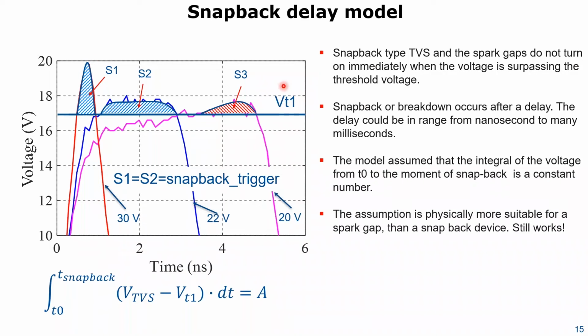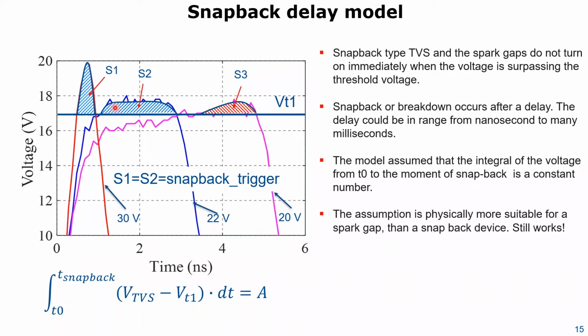And here's VT1. VT1 is the snapback voltage. So here, at this moment, it goes over snapback. And what we do is we integrate the area of the voltage above the snapback voltage to the actual voltage. We integrate that, and if this area reaches a value, we say snapback.